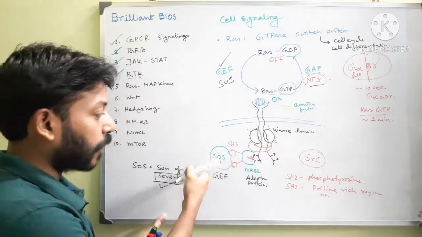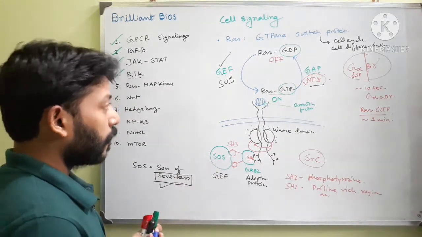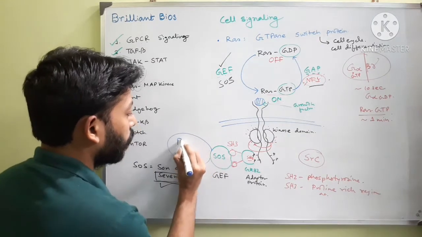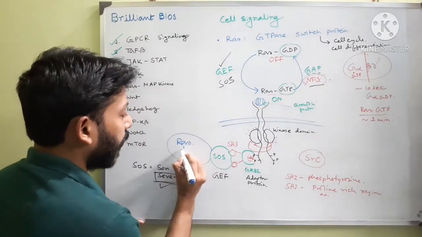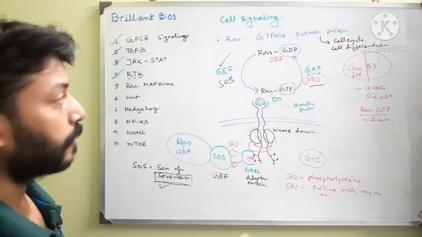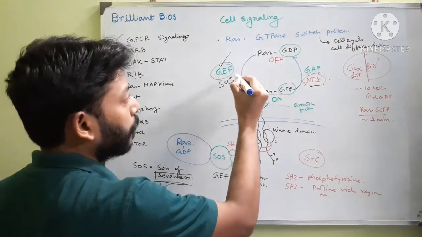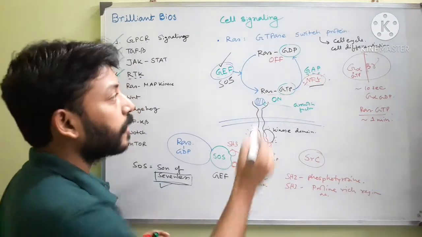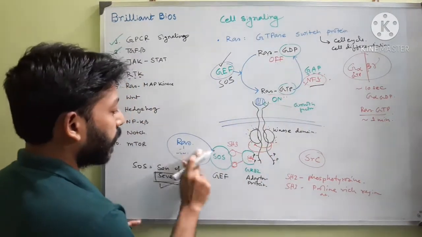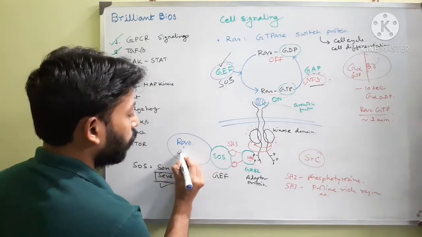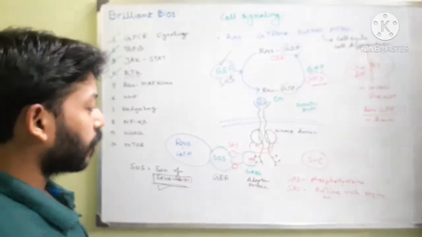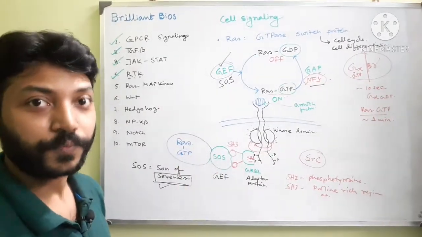This SOS actually binds with the Ras protein, and the Ras is associated with GDP in inactive form. And I have mentioned, when GEF performs its function, then the Ras GDP, off state Ras, becomes on, because it exchanges its GDP with GTP. It helps in this exchange, and actually SOS activates this Ras protein.